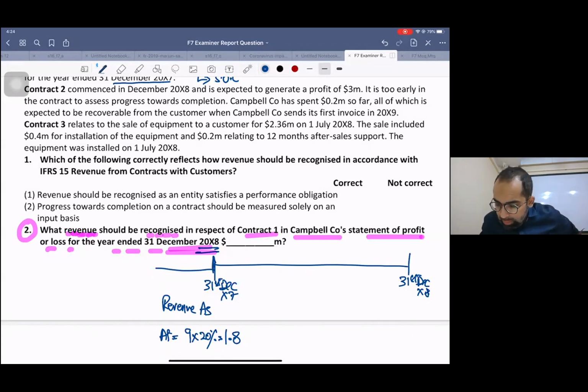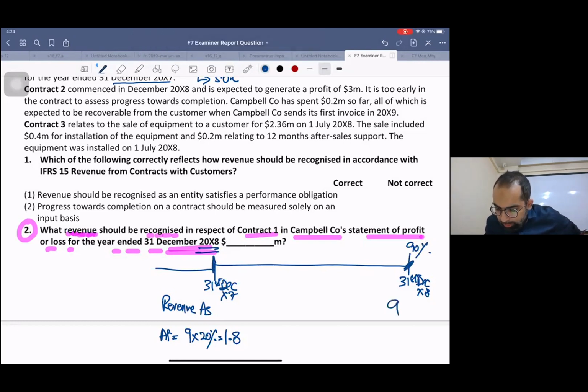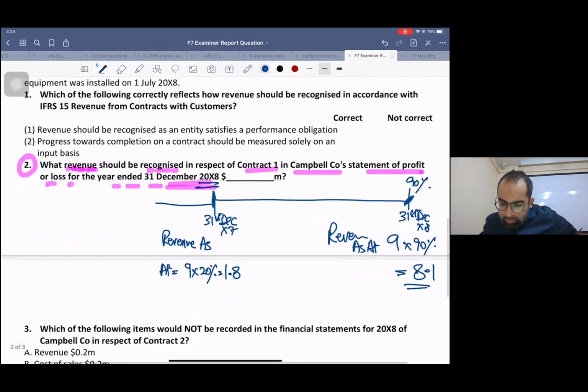And now as at 31st December X8, listen to my words, as at 31st December X8, the stage of completion is 90%. So revenue as at here must be 9 million times 90%. It's 8.1. Now can you use your brain?